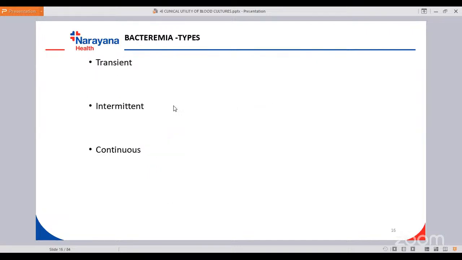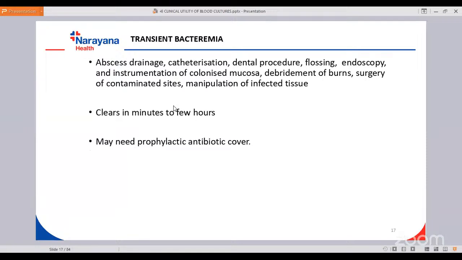There are three types of bacteremia, and this is very interesting, and I hope you all are awake and listening. There's transient, intermittent, and continuous bacteremia. Transient bacteremia is what you and I face every day when we are brushing our teeth. It clears in a few minutes to a few hours. It may need prophylactic antibiotic therapy in a few conditions, which I will describe. So transient bacteremia is seen when you're doing an incision and drainage of an abscess, or any kind of catheterization.